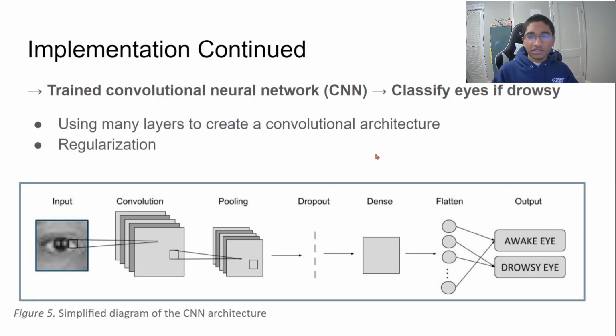Once the Viola-Jones algorithm detects the face and further the eyes, these are fed into the model for classification. Many layers would be used to summarize the given data. However, this led to a lot of overfitting, so we needed a lot of regularization. Regularization is a technique used to discourage the learning of a more complex model to avoid overfitting. This image right here is a visual depiction of a CNN.